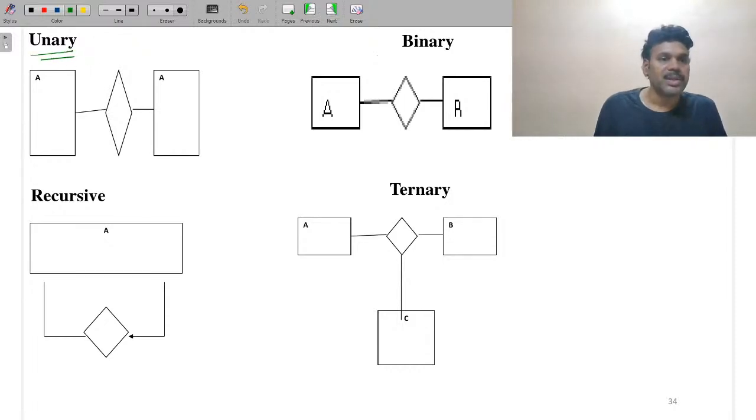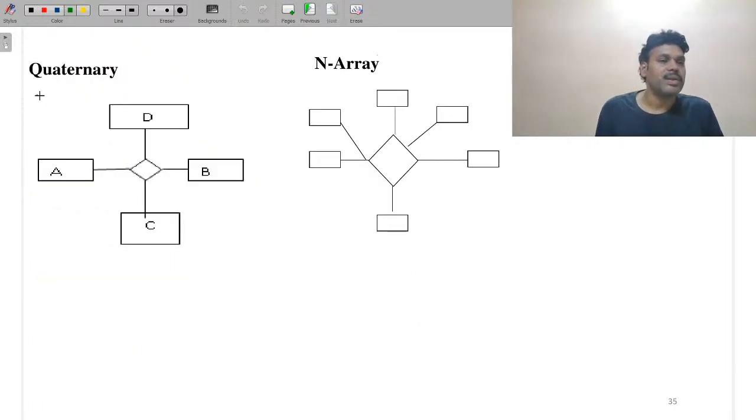So this is a unary. I have A and B. Individually they are unary. If I mix them, then it becomes a binary. Recursive to itself, so recursive to the same relation A, like this. And this is a ternary. 3 entities are mixed. And this is a quaternary. And this is an n-ary.